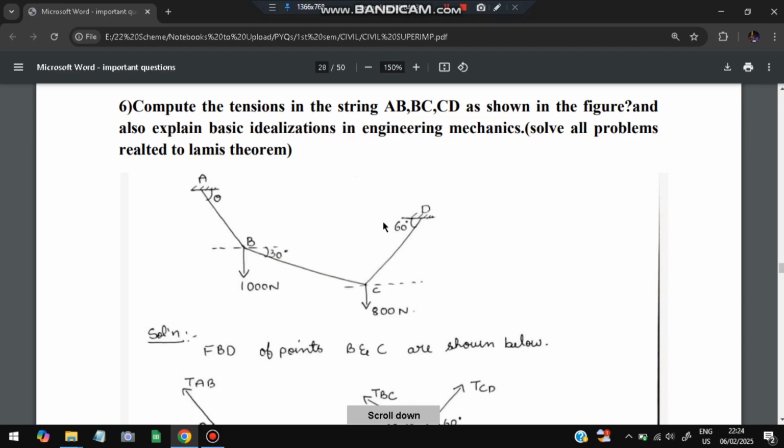Now questions can be asked related to Lami's theorem. Let's have a look at one of the questions. There are two points here. This is point B and this is point C, on which the forces are acting.